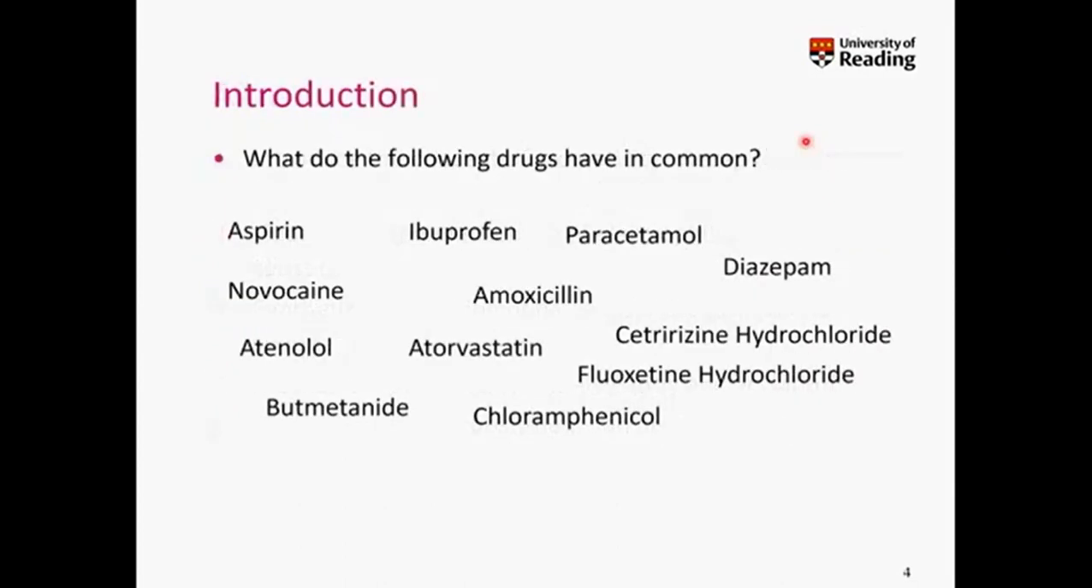So just to reiterate this, the question I always like to ask is, what do the following drugs have in common? And there's a whole load of drugs there. Some of those you will know, some of them you may not. Many of them you should hopefully know by the end of your course. But the key thing about them all is that they have aromatic rings as part of their core structure. So ibuprofen, aspirin, paracetamol, those simple painkillers that people use every day, predominantly are based around an aromatic ring with different substituents coming off of it.